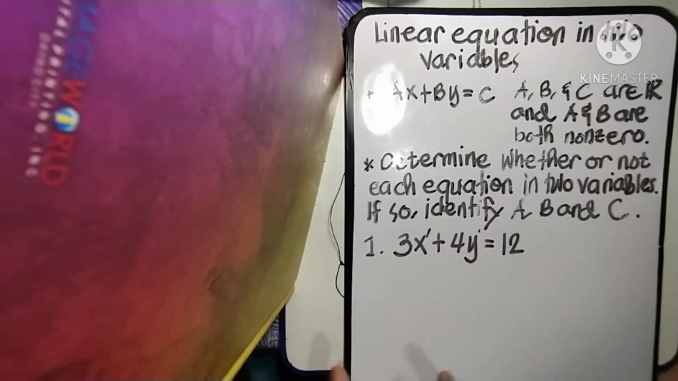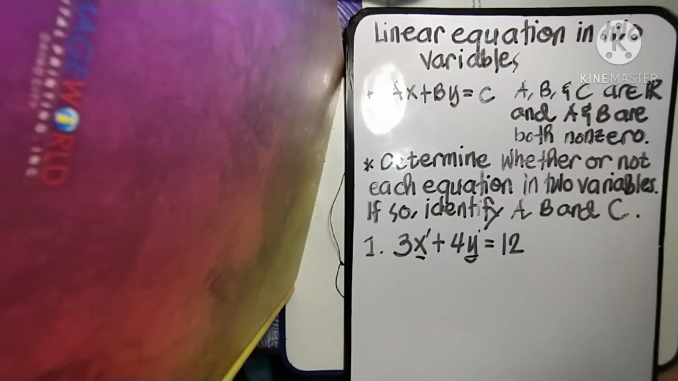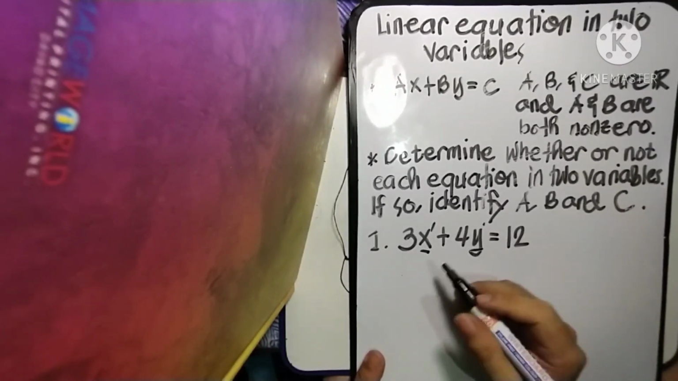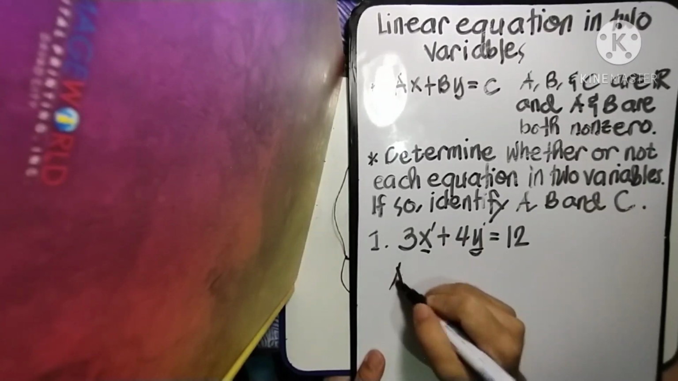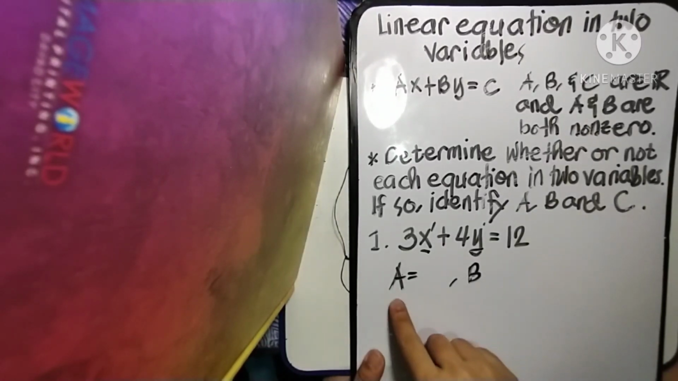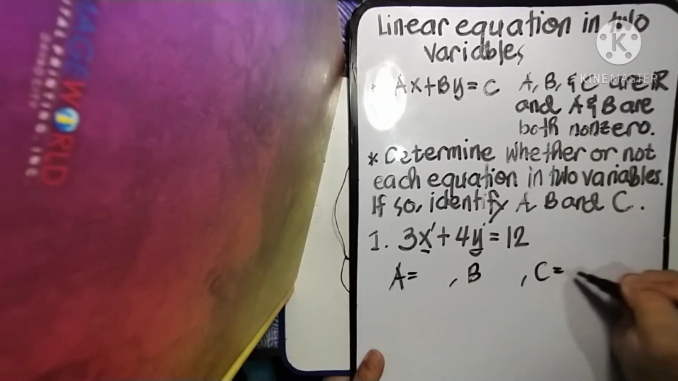Okay, let us determine if two variables ba siya. So naa tay first variable is x, second variable is y. So therefore, this is a linear equation in two variables. An example of this one. Okay, so since this is an example of linear equation in two variables, we will determine the value of our a, the value of our b, and the value of our c.